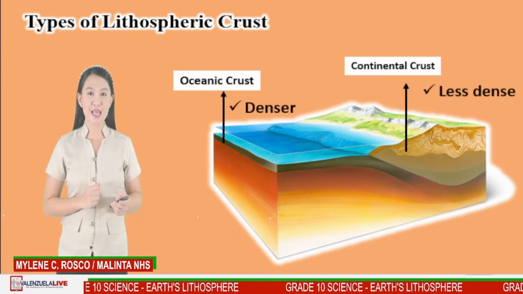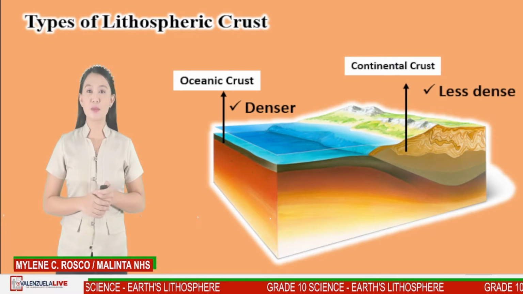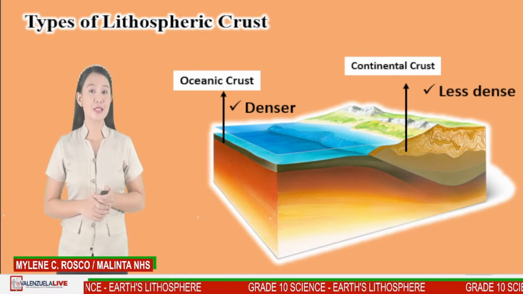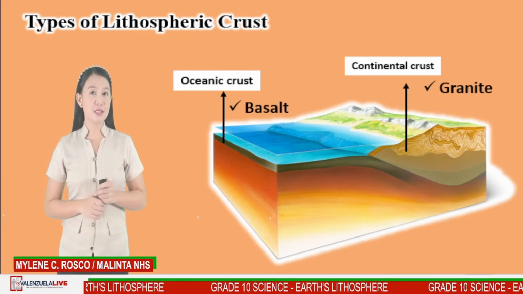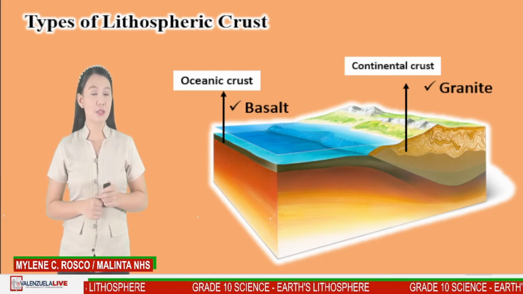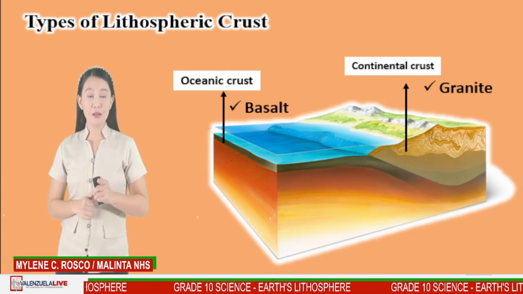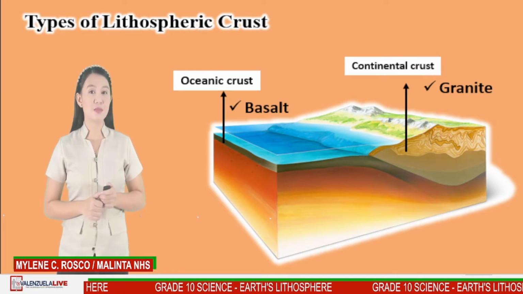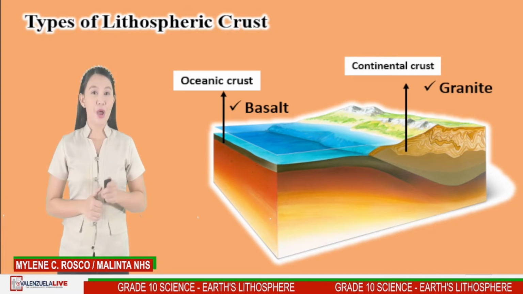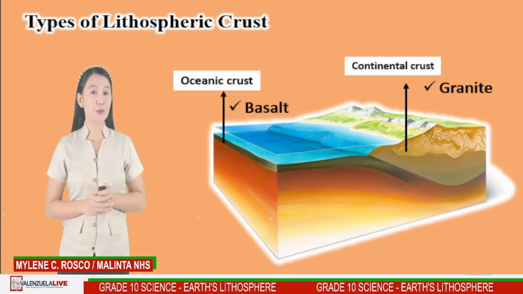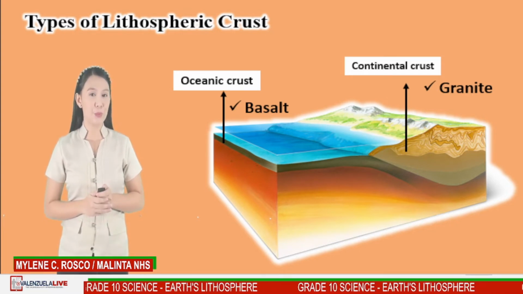Oceanic crust is denser because it is mostly made up of a denser rock called basalt, with a density of 3.0 grams per cubic centimeter, while the continental crust is made up of a less dense rock called granite. Granite has a density of 2.7 grams per cubic centimeter.